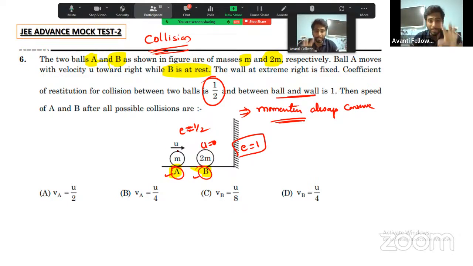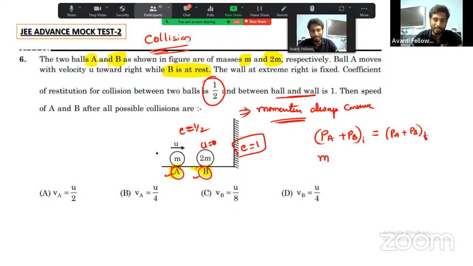First, initial momentum. Before colliding, what is the momentum? We'll write this. P initial is PA plus PB. This is initial. Initial is equal to PA plus PB final. I am writing this for the first collision. PA, the momentum, we can write as mass into velocity. Look here. The mass is m and what is the velocity? u.